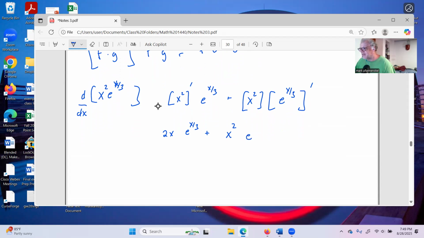That's going to be e to the x over 3 times, and now I need the chain rule: what's the derivative of x over 3 here, right? That's going to be x over 3. So let's go ahead and do that.